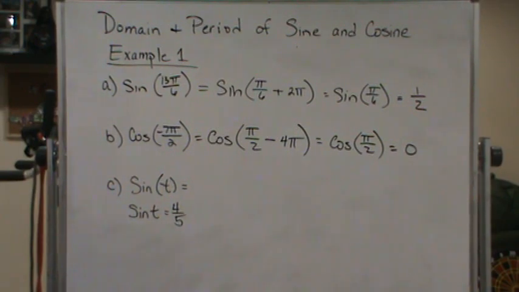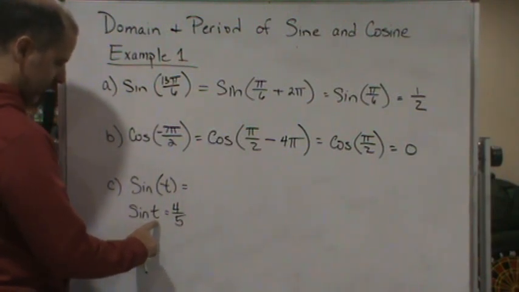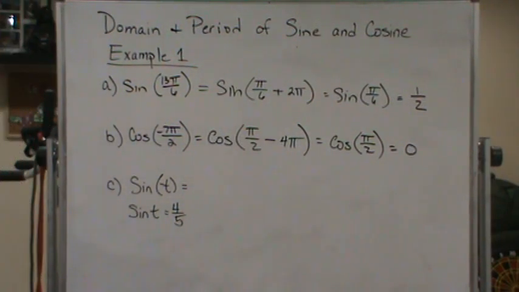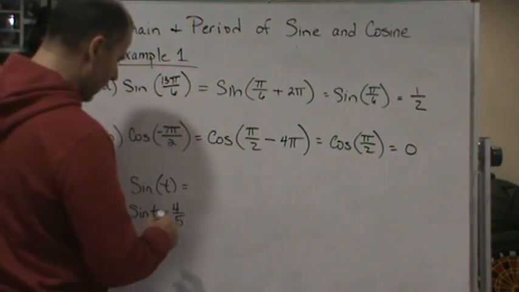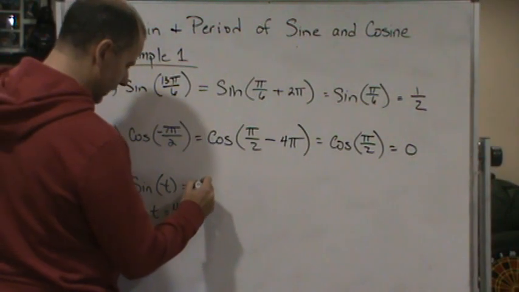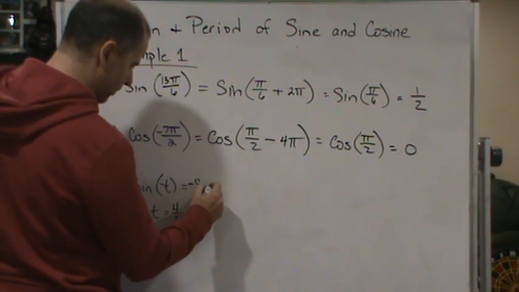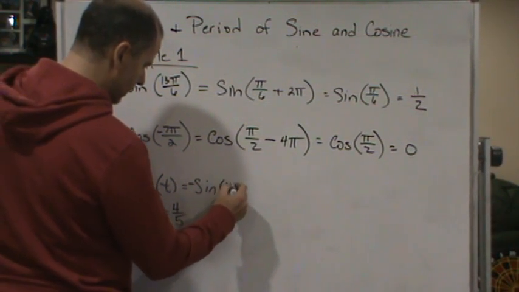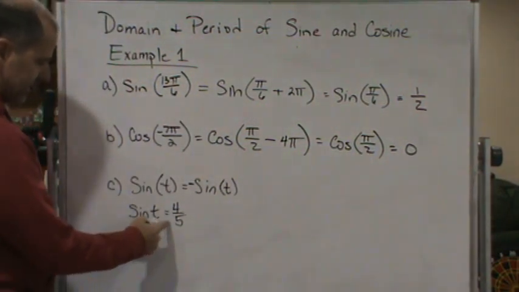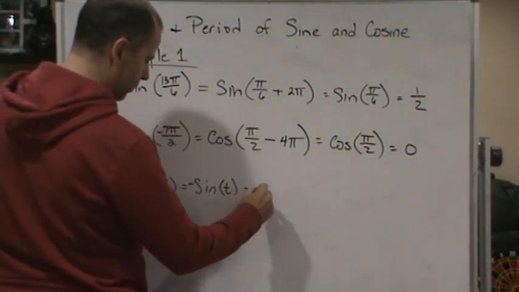Now, C, we're given that sine of t is equal to 4/5. So what is sine of negative t? Well, this is where we use the fact that sine is an odd function. That means sine of negative t is going to be equal to negative sine t. And since sine t is equal to 4/5, this is going to equal negative 4/5.